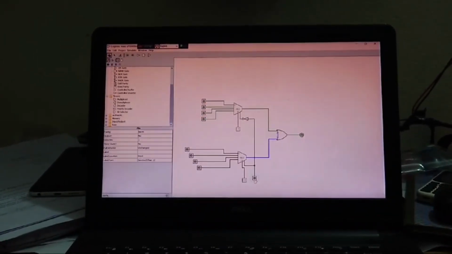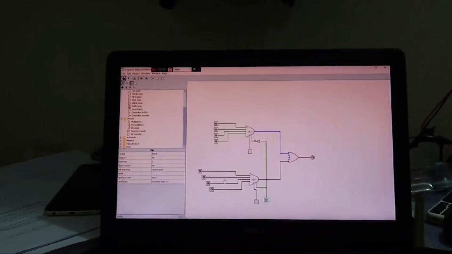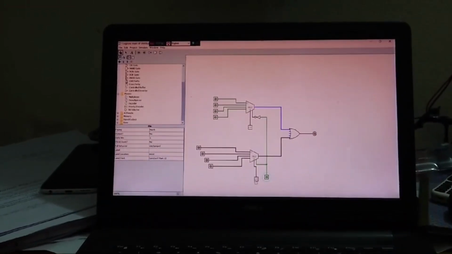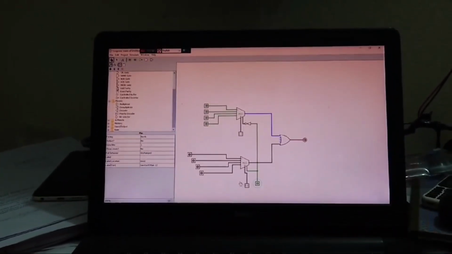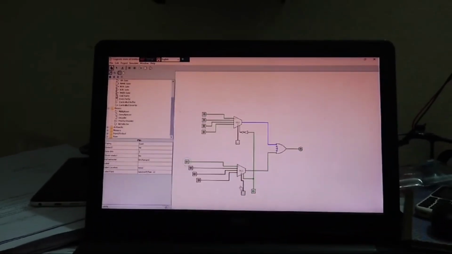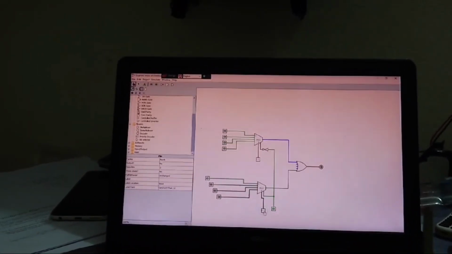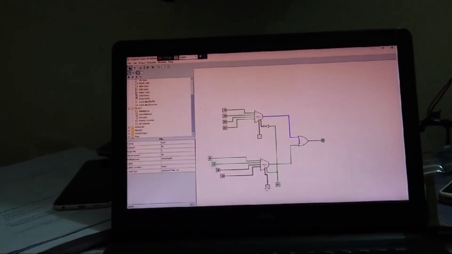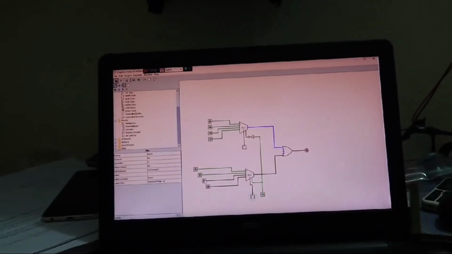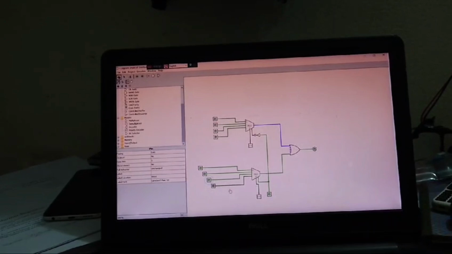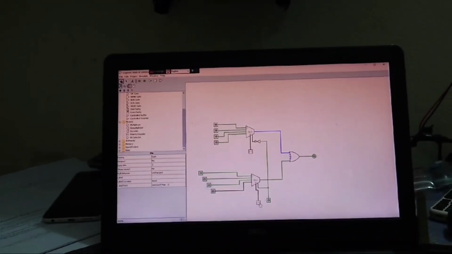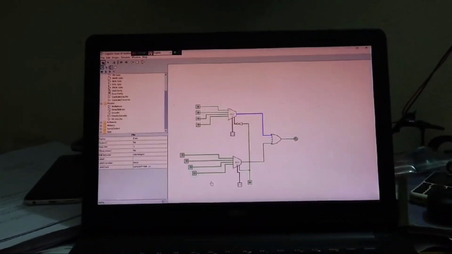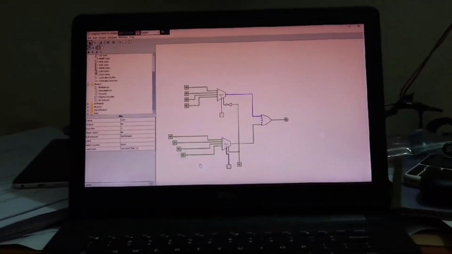When this bit is 1, this multiplexer is enabled. So for the combination 0 0, the output will be I4. When the combination is 0 1, the output will be I5. When the combination is 1 0, the output will be I6. And finally, when the combination is 1 1, the output will be I7. So finally, this implementation is successfully done.